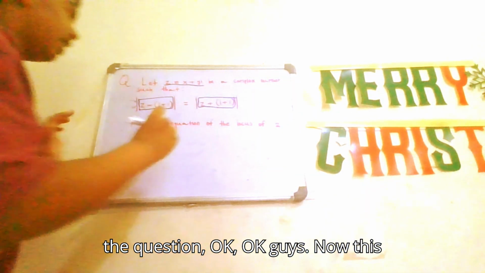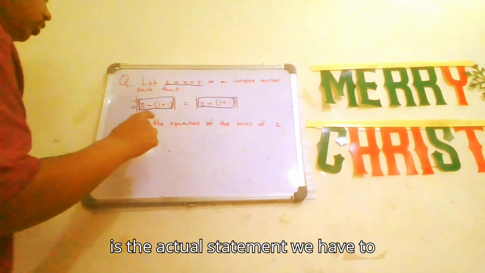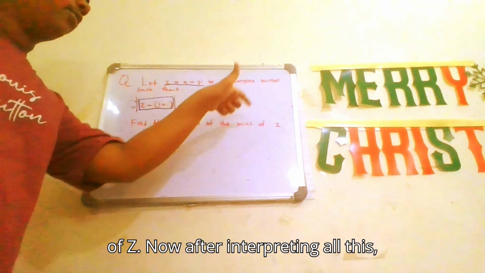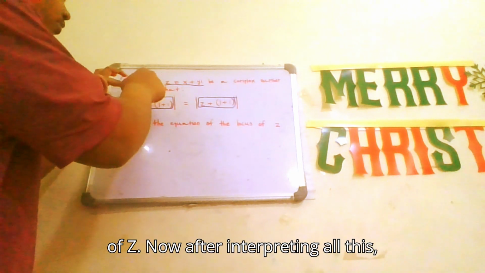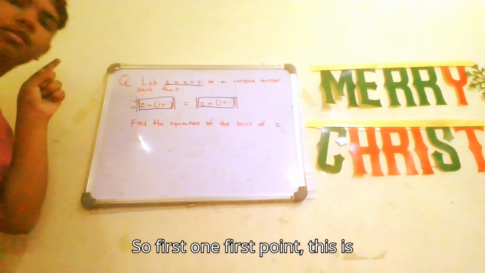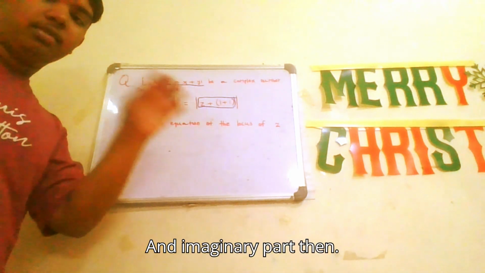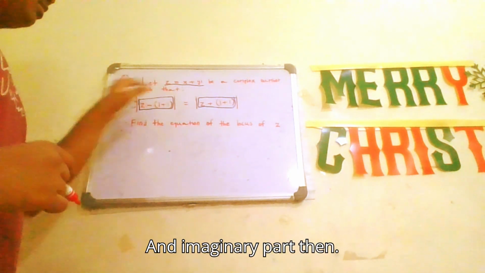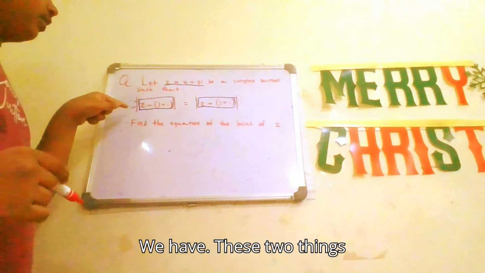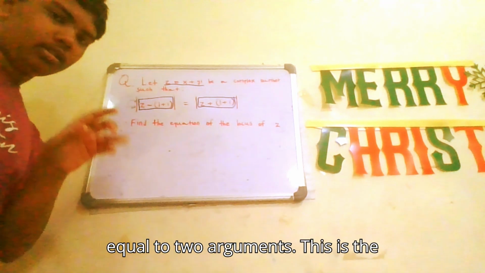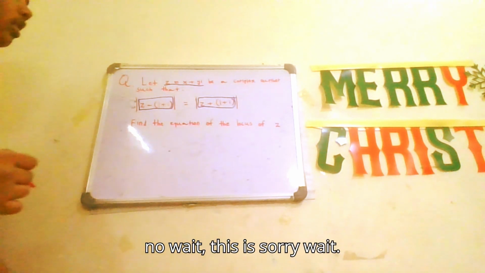Okay, guys, now this is the actual statement we have to solve. Find the equation of the locus of z. Now, after interpreting all this, first, this is z, a complex number with a real and imaginary part. Then we have these two things equal to two arguments. This is, no wait, sorry, wait.